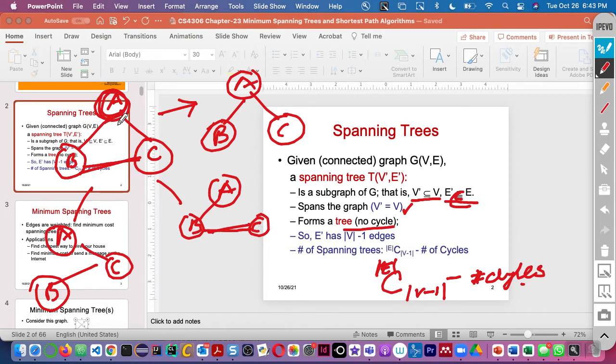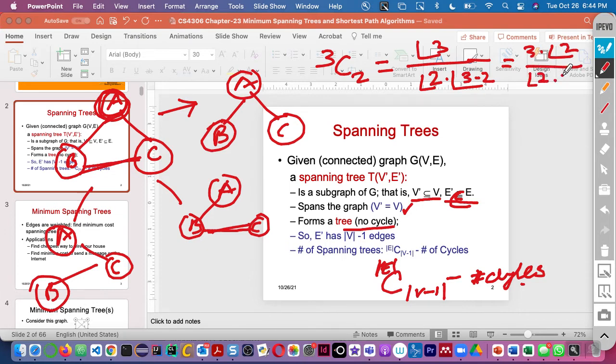So for instance, for this one, okay, our set of edges, number of edges is 3, right? So it's a 3, and then C, and vertices will be 3, right? 3 minus 1 is 2, so 3C2, okay, equal to factorial of 3 divided by factorial of 2 into factorial of 3 minus 2, right? So that is factorial of 3 divided by factorial of 2 into factorial of 1, equal to 3. So there will be 3 different spanning trees.